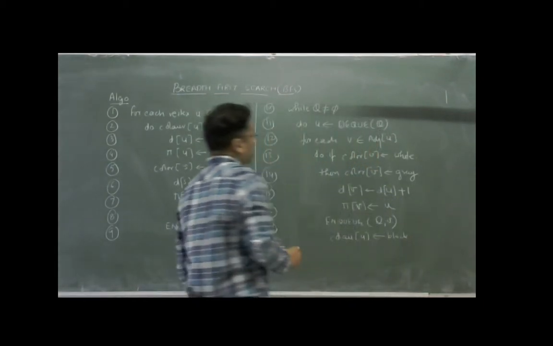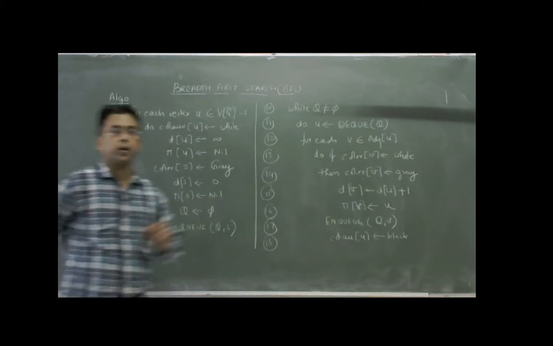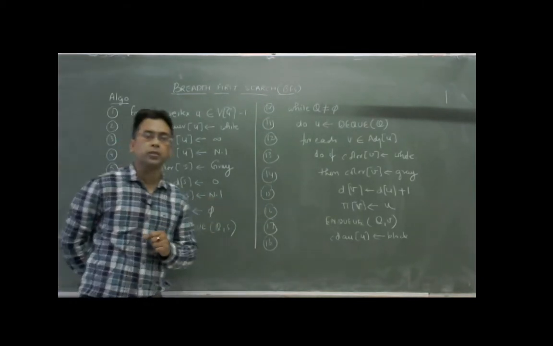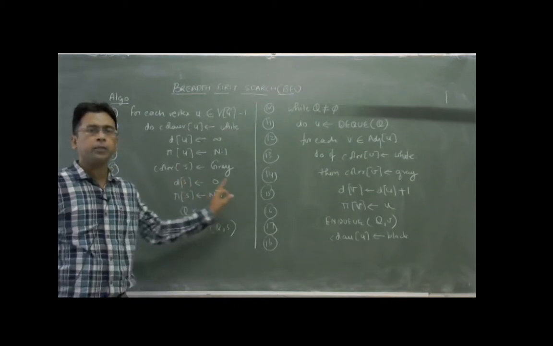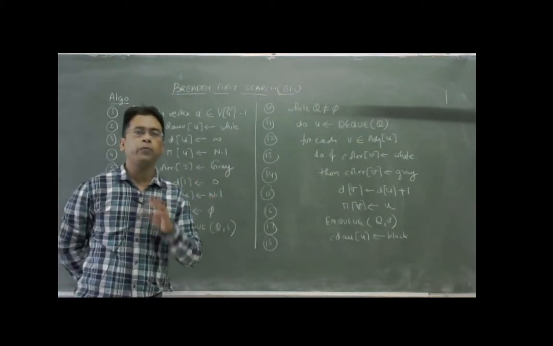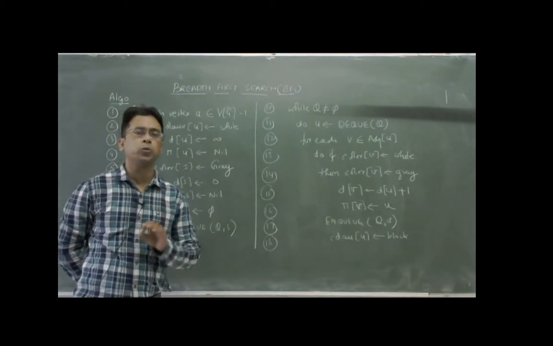So this is the algorithm for the BFS, your breadth first search, and it may appear a little bit lengthy, but it is very easy to understand. First of all, what we do in a graph, we take a source vertex.